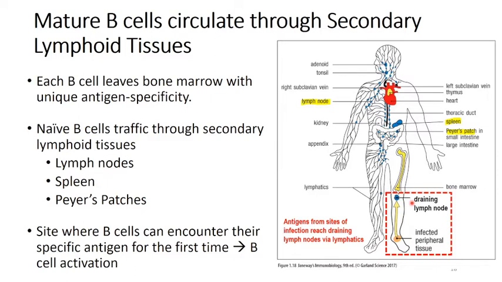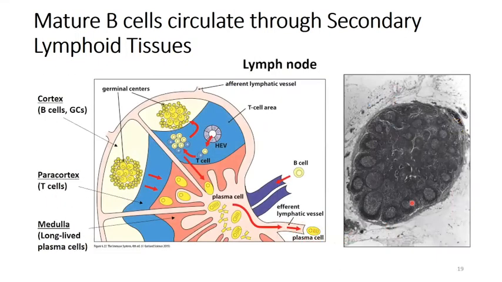And that's where the B cell will encounter the antigen. So the antigen either drains there in the lymph, or it gets carried there by a Langerhans cell, which is a very specialized form of dendritic cell. So this is a bit of information about how those B cells get in.